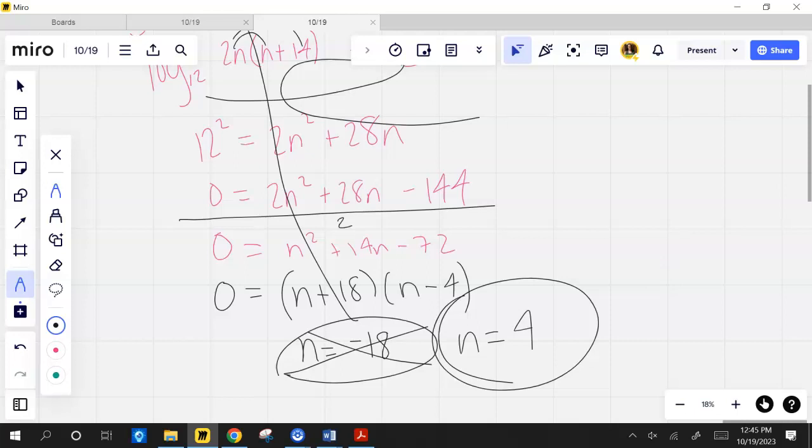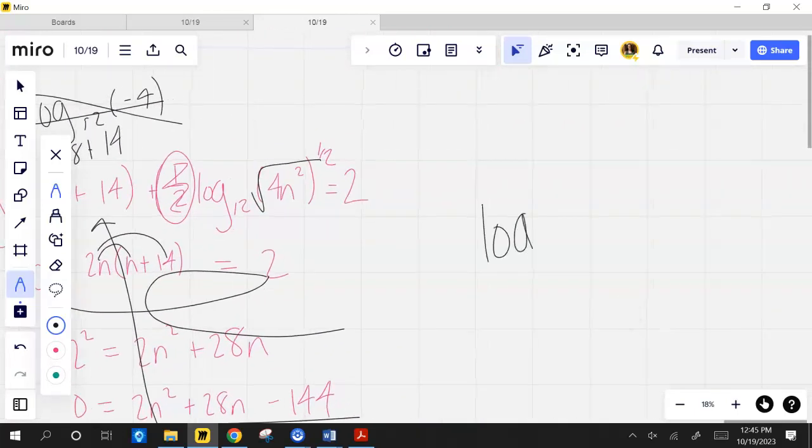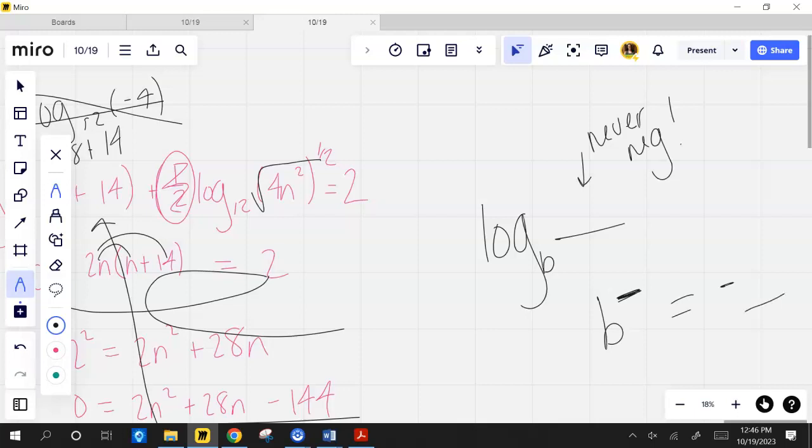Because if you plug it back in, it doesn't work because it's negative 18. The thing with a log is this can never be negative, right? Because no matter what the number is, guys, there's nothing I can put here to make it equal a negative number.